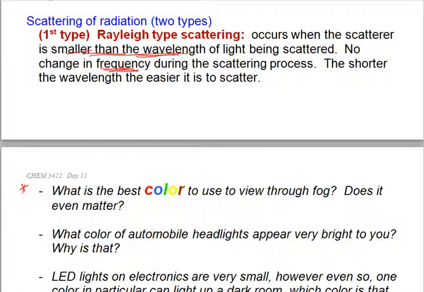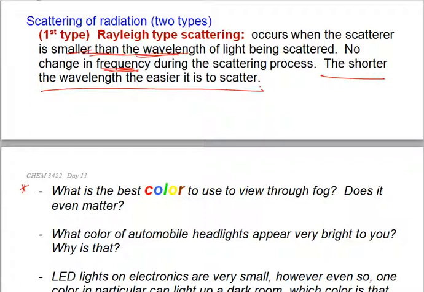All right, let's just follow this. What is the best color to use to view through fog? Reds and yellows. You want something that's going to... I guess the hint is right here. The shorter the wavelength, the easier it is to scatter. So you want a color that can penetrate all this stuff and not be scattered.